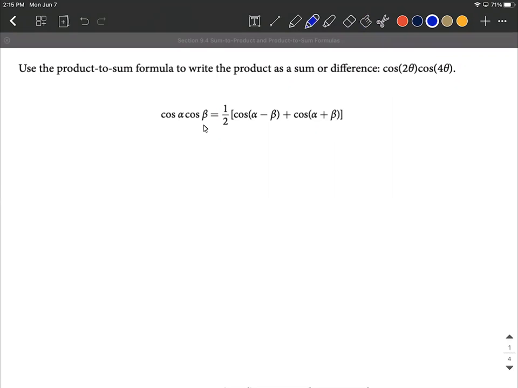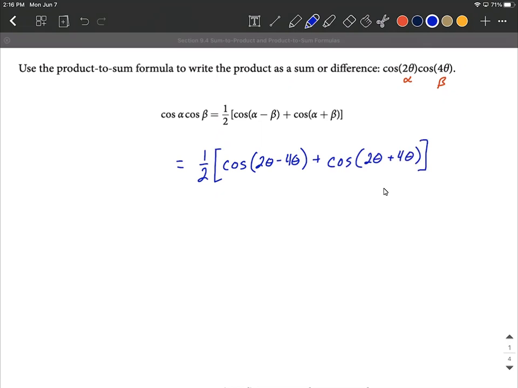As we get going on this, I'll first identify what we're going to plug in for alpha, 2 theta in this case, and then beta is going to be 4 theta. So using the formula, we want to do a bunch of filling in and reducing down. Our original can be rewritten as 1/2 multiplied by big set of brackets, and then it's going to be cosine of alpha, which we said was 2 theta, minus beta, which we said was 4 theta, plus the cosine of alpha, again 2 theta gets filled in here, plus beta, 4 theta.